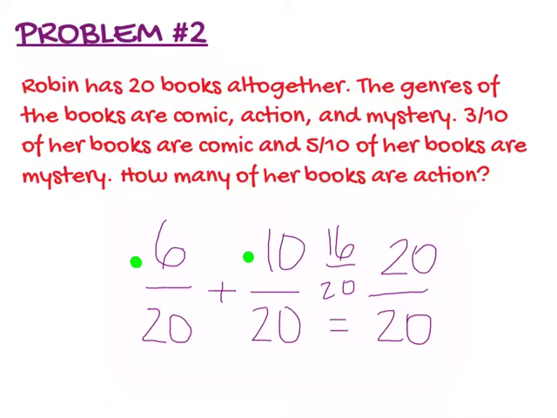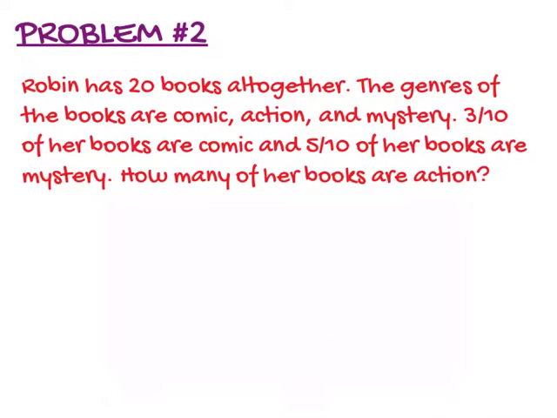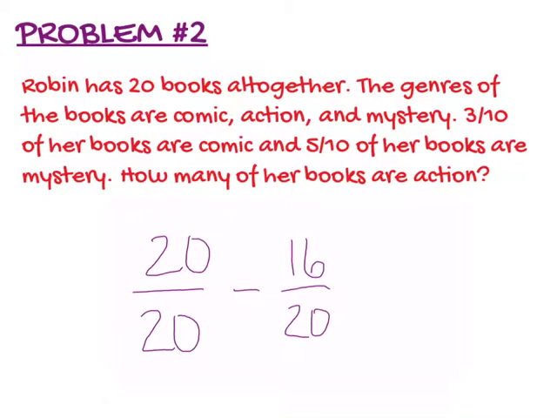So, now you would write it as your answer, 20 out of 20, minus 16 out of 20, because those are the books we already know the numbers of, equals 4 out of 20. Now 4 out of 20 books are action.